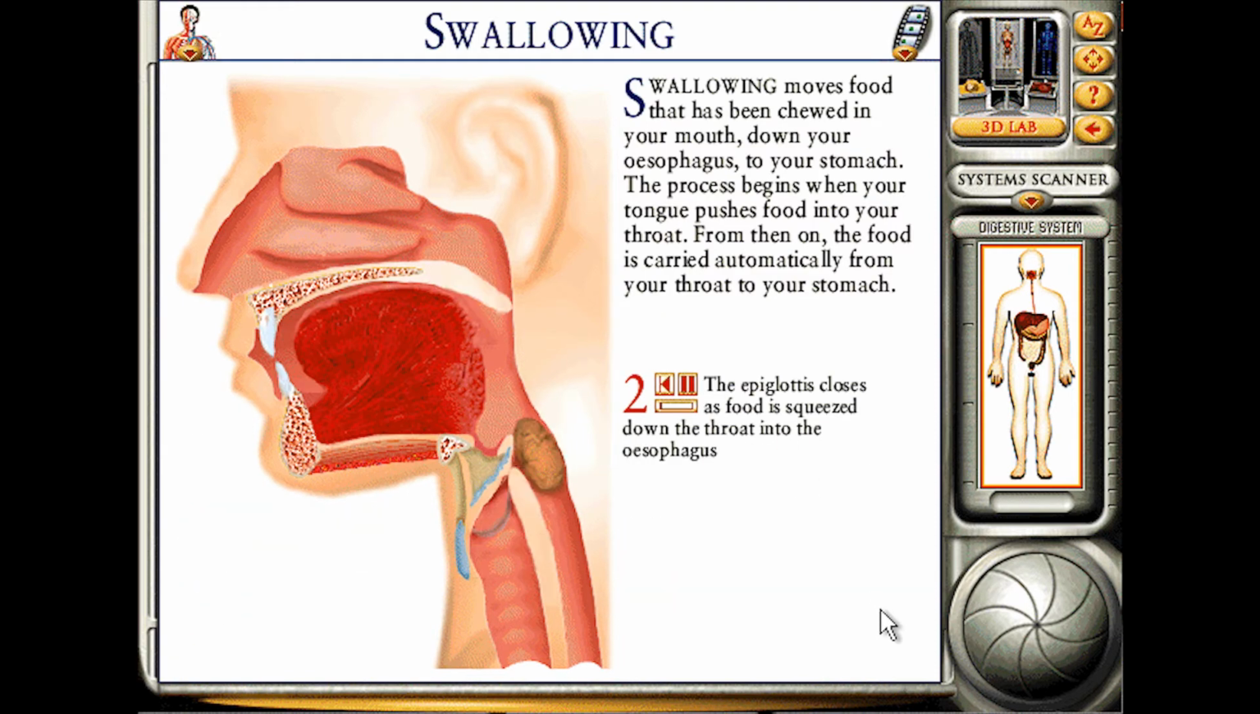When the bolus touches the back of the throat, several things happen automatically. The soft palate rises to prevent food going into the nose. The epiglottis covers the windpipe to stop the bolus going down towards the lungs, and the throat muscles squeeze the bolus down into the esophagus.